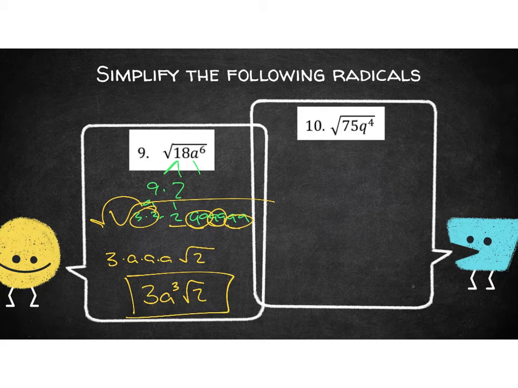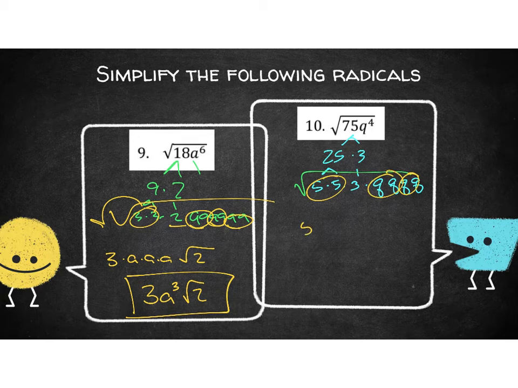75 times q to the 4th. I end up here with 25 times 3. That's 5 times 5 times 3. And then q to the 4th is 1, 2, 3, 4 q's. Here's my radical. Here's a pair, here's a pair, here's a pair. So I've got a 5, a q, and a q. 3 is by itself. That's 5q squared, square root of 3.